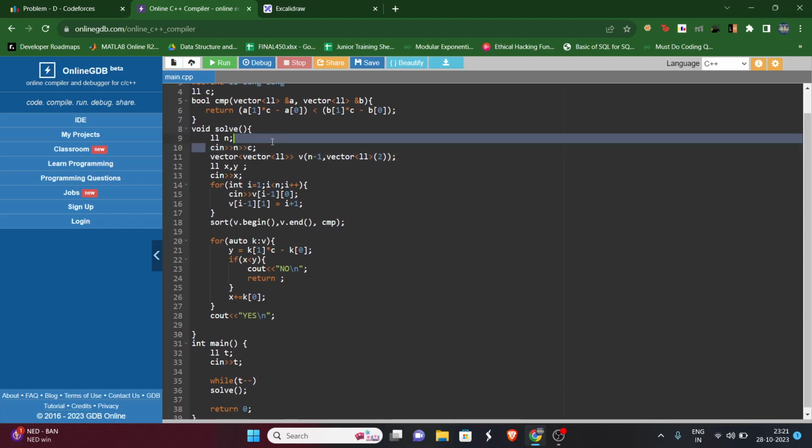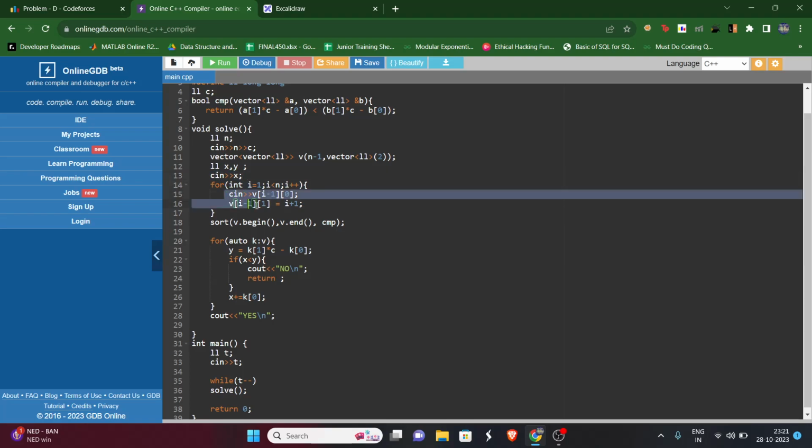So we have taken the input. I have just stored the population of city 1 in X, and then we have run a loop for i equals 1 till i less than n. That will effectively run just n minus 1 times. We have taken the input of population, then we have assigned the city number. We already have city 1 input here, so we are starting from city 2, just assigning the city number as i plus 1.